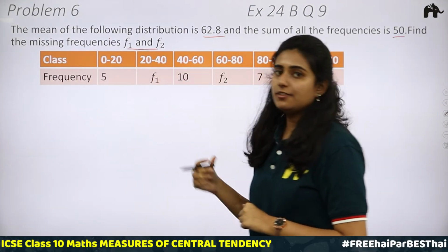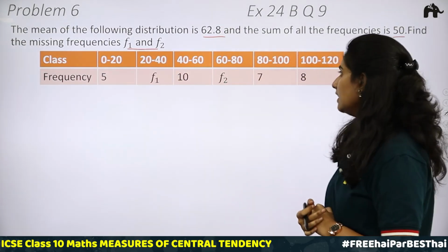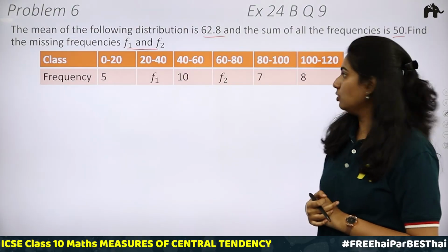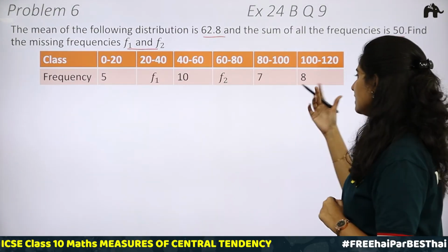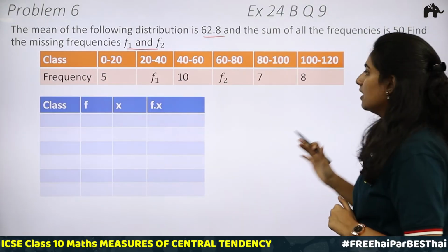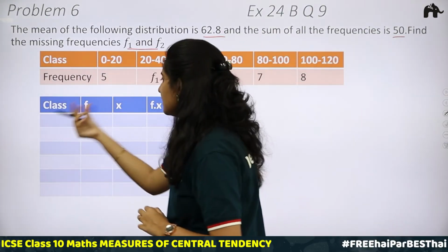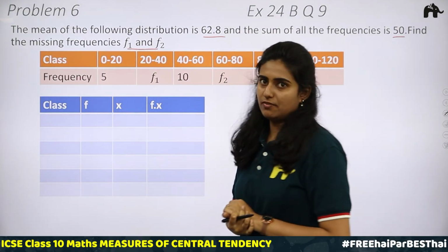Class 0 to 20, the frequency is 5. 20 to 40, F1. 40 to 60, 10. 60 to 80, F2. 80 to 100, 7. And 100 to 120, it is 8. Okay. We have the class and frequency. Let's construct the table. Here in the table, we will be having class, frequency, mid-value, and then find the product of frequency and mid-value. Okay.